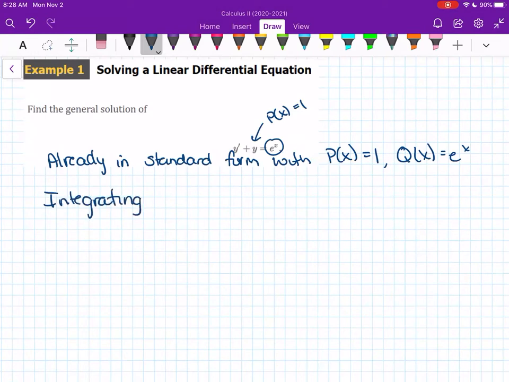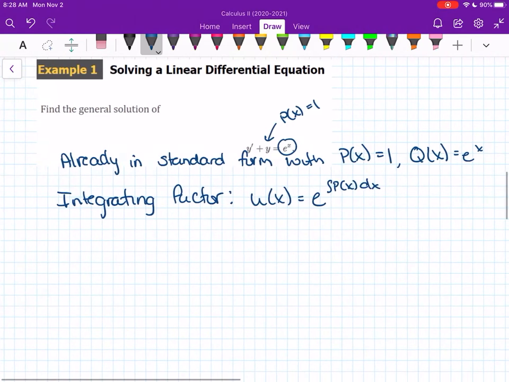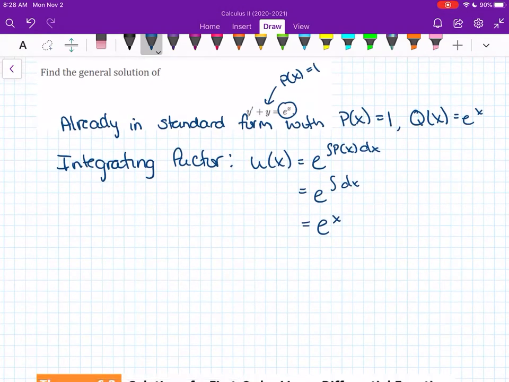Then the next thing I'm going to do is find the integrating factor. So my integrating factor is going to be e to the integral of p of x dx. So I get the integral of just dx. So my integrating factor is just e to the x.